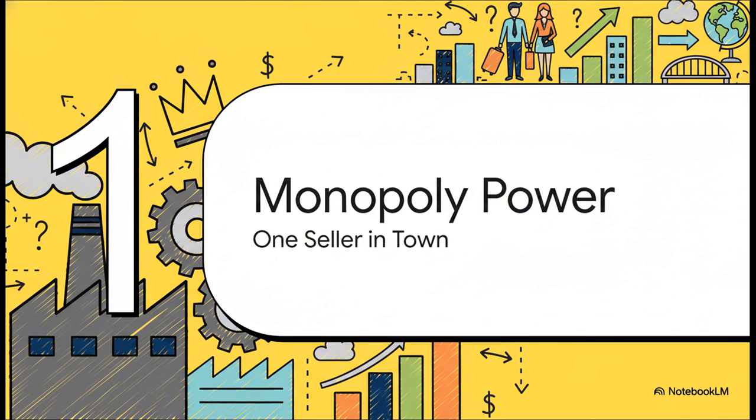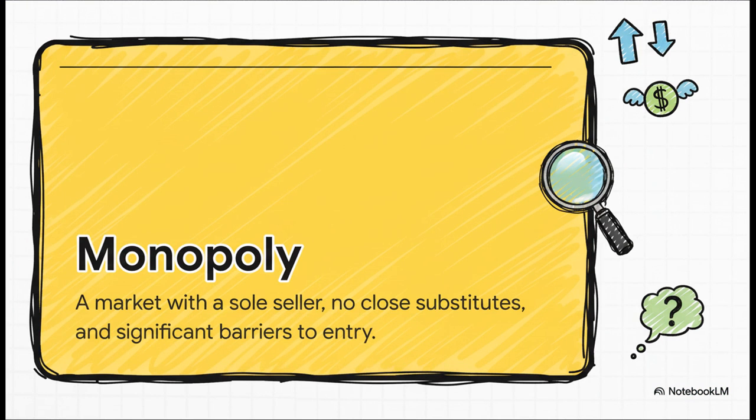We've talked a lot about perfectly competitive markets, with tons of buyers and sellers. But what happens when you go to the absolute other extreme? What happens when there's literally only one seller in town? Well, that's a monopoly, and it really boils down to three key things. One, you've got a single seller. Two, they're selling something with no close substitutes. And three, and this is the big one, there are some serious barriers that make it basically impossible for anyone else to jump in and compete.